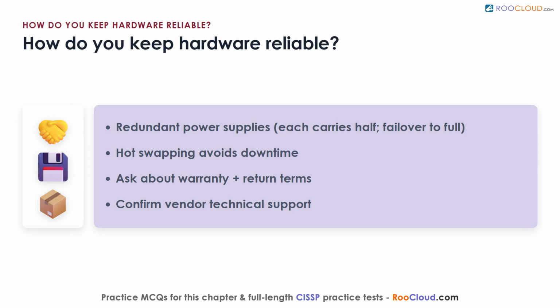Beyond power, always ask about warranty and return terms when you buy, so a failed device can be refunded or replaced. And confirm what technical support is available, since advanced gear may demand vendor expertise you do not have in-house. Think of buying a delivery van. You check not just the engine, but the spare tyre and the service plan.